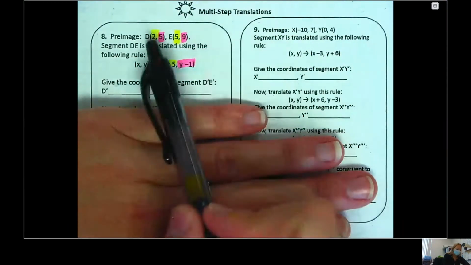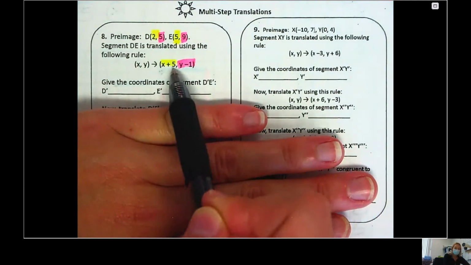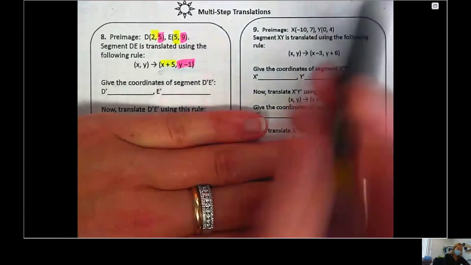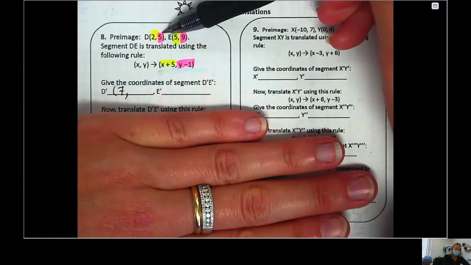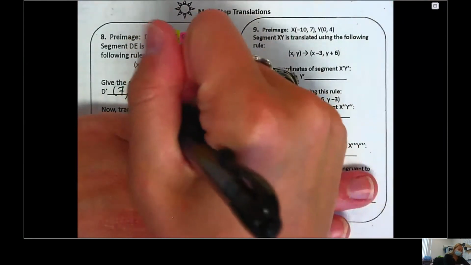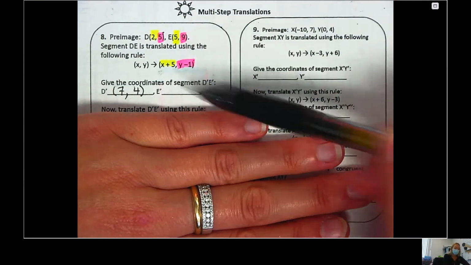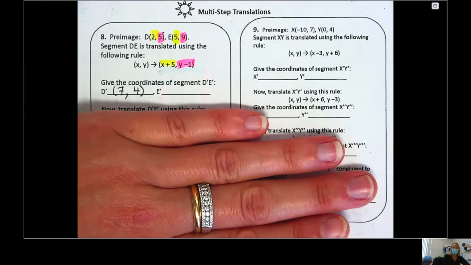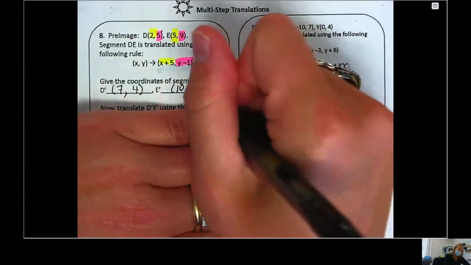Point D is 2, 5. What do I need to do to my x value? Add 5 to it. So I'm going to do 2 plus 5, and I get 7. What do I need to do with my y value? -1. So I'm going to take 5 minus 1, and I get 4. Who can give me the coordinates for E prime? Here's E, it's 5, 9. What's E prime after I do this translation to it, Cooper? 10, 8. Good, so 5 plus 5 is 10. 9 minus 1 is 8.